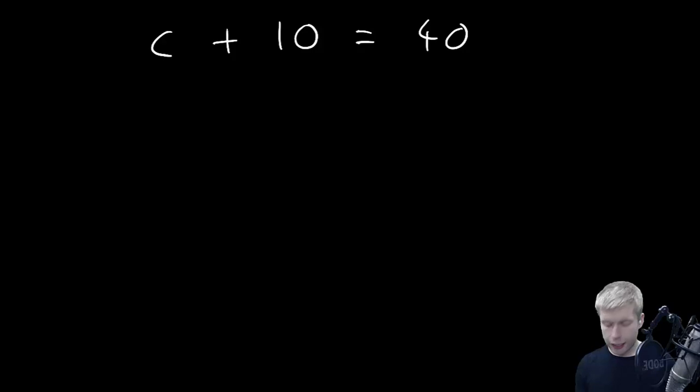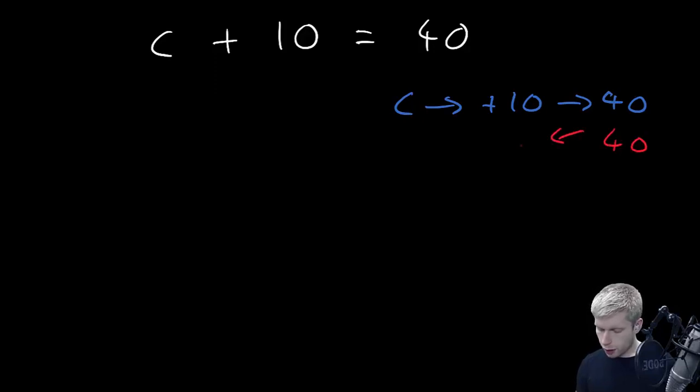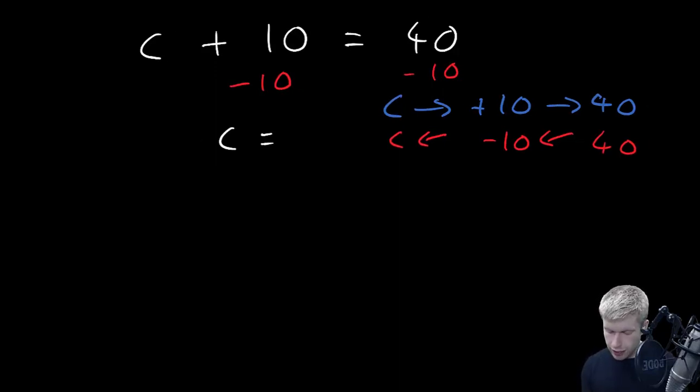What about something like this then? Let's try c plus 10 equals 40. Let's think about this logically in terms of a chain. We start with c, we add 10, that gives me 40. So if I want to work my way backwards, I should start at 40, take away 10, and that should get me back to c. So I just have to take away 10 from both sides. If I take away 10 from the left-hand side, I'm just left with c. Take away 10 from the right-hand side, I'm left with 30.